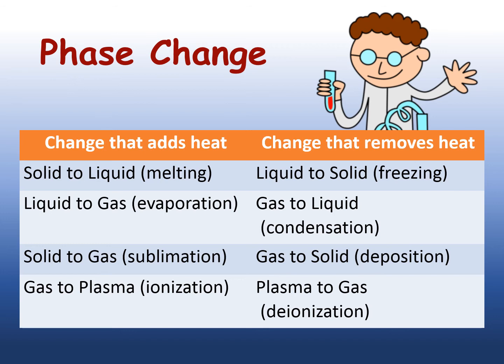While the changes that remove heat are from liquid to solid, it's called freezing. From gas to liquid, it's called condensation. From gas to solid, it's called deposition. And from plasma to gas, it's called deionization or recombination.